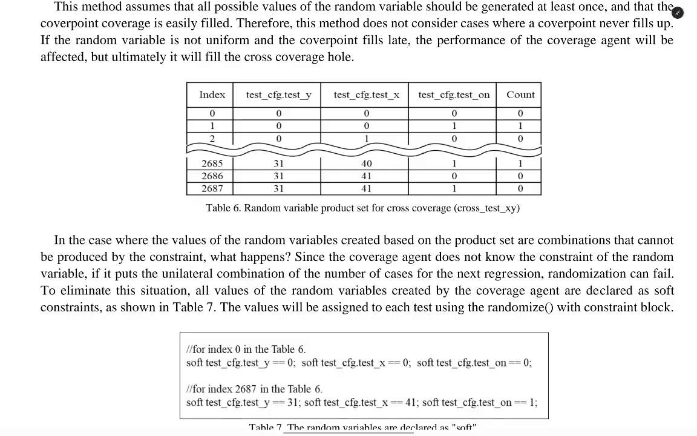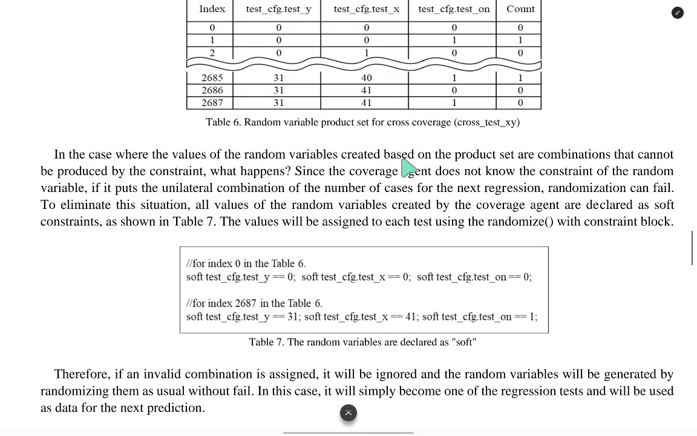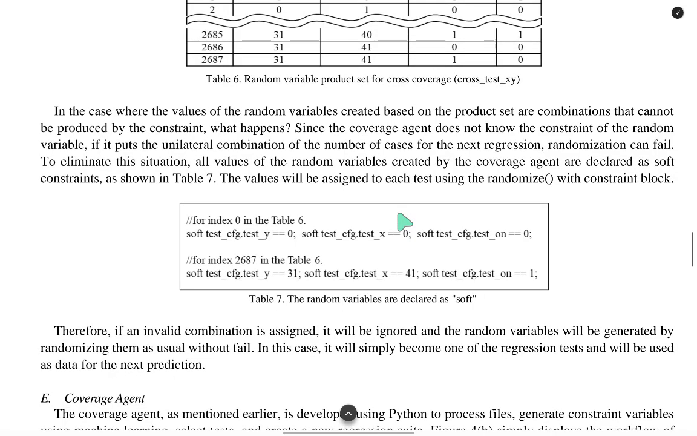In this case, where the values of the random variables created based on the product set are combinations that cannot be produced by the constraint, what happens? Since the coverage agent does not know the constraints of the random variables, if it puts a unilateral combination of the number of cases into the next regression, randomization can fail. To eliminate this situation, all values of the random variables created by the coverage agent are declared as soft constraints, as shown in Table 7. These values will be assigned to each test using the randomize-with constraint block.